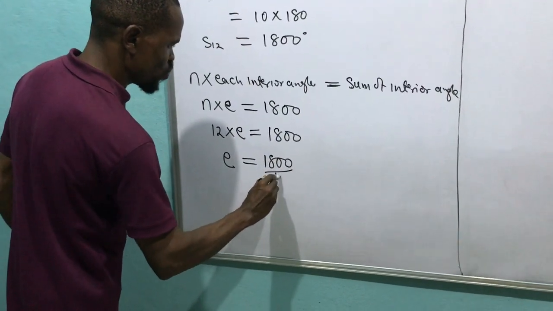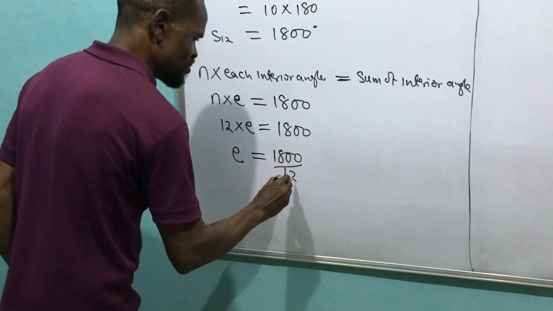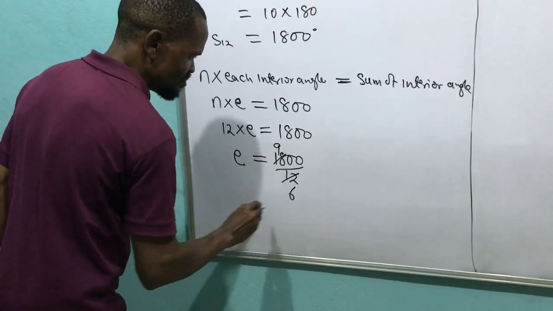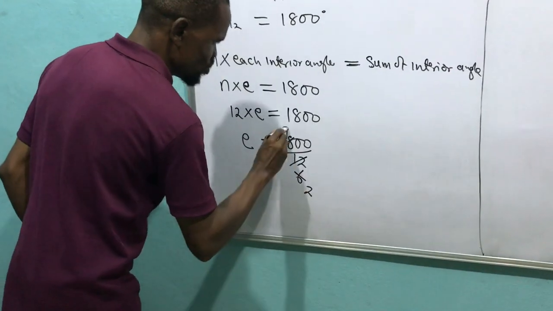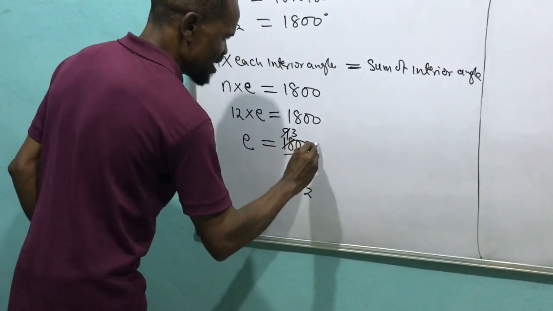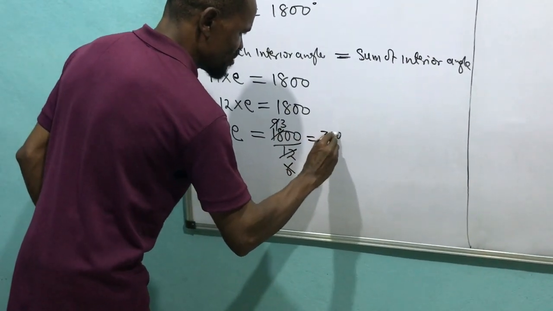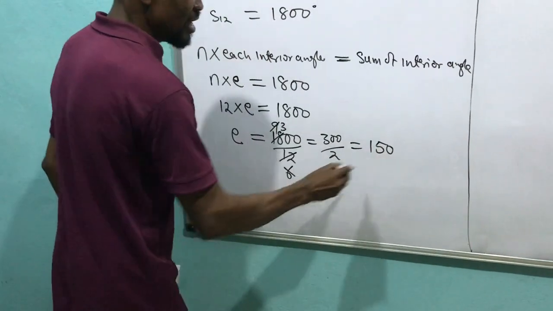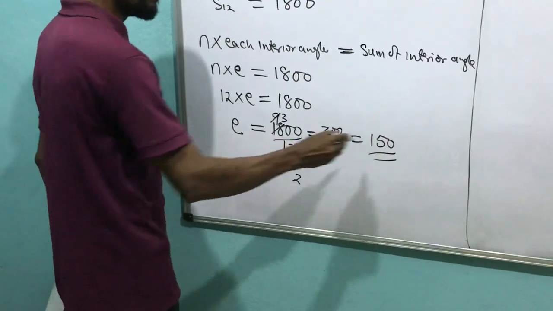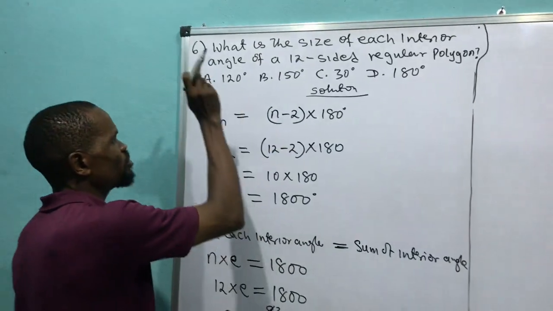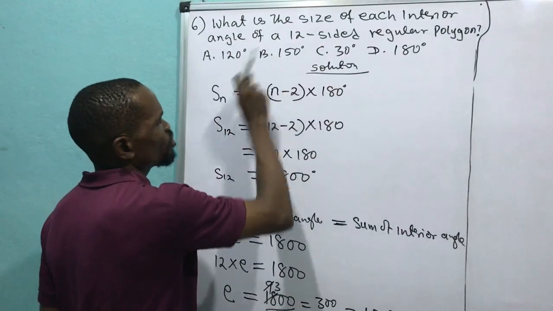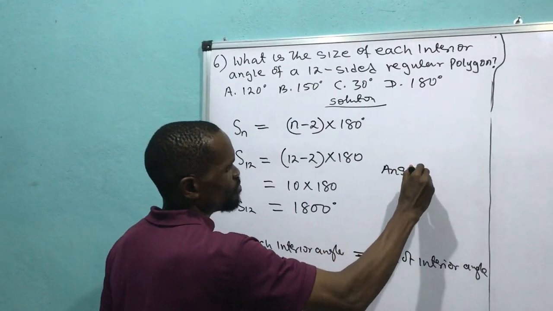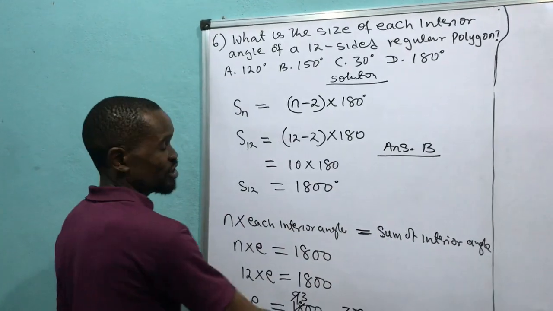1,800 over 12. Dividing, 2 goes into this, then 6 into this, 9, 3 into this will give me 2, 3 into this will give me 300. That gives me 300 over 2, which is 150. That is my answer: 150 degrees. Let us look at the options they gave me. That should be option B, because it's 150.